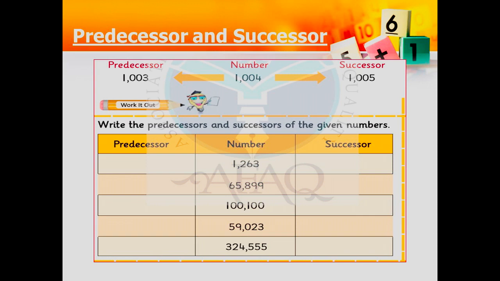Now moving to the next one, 65,899. When we subtract 1 from 65,899, we will get 65,898, which is the predecessor of 65,899. And when we add 1 to this number, we will get 65,900, which is the successor of 65,899.